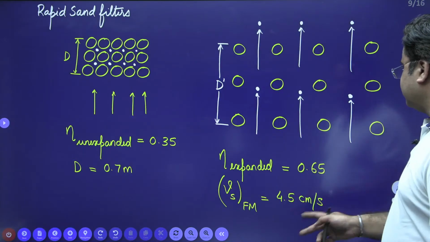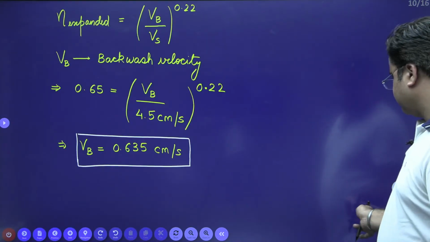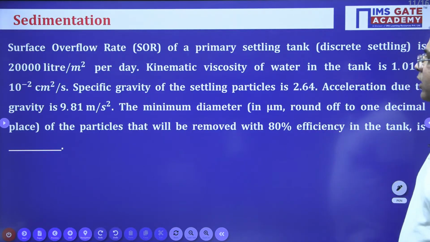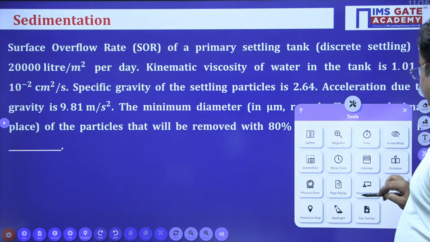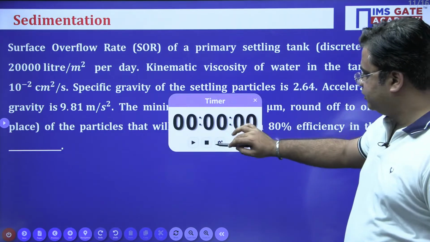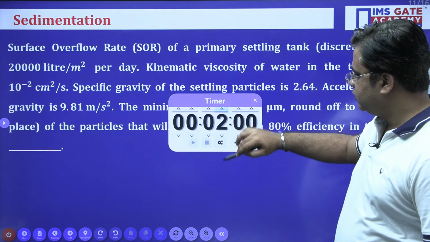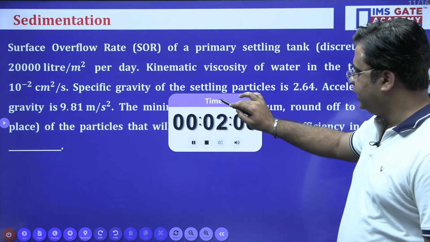Chalo, moving on with this. Try this one. This is a question from sedimentation. Again, I'll give you a timer of 2 minutes. Try this one. Your time starts now. Please do this.